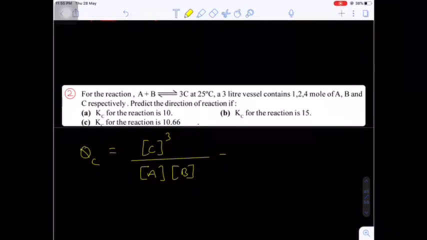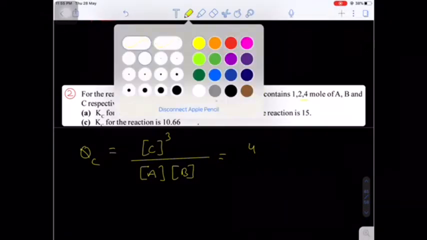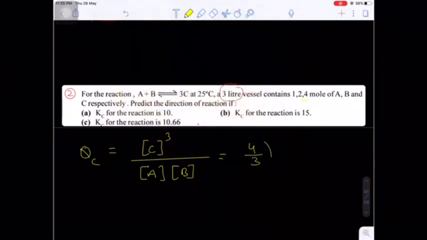Now what is the concentration of C given to you in the vessel? 4 moles. A 1 mole, B 2 mole, C 4 moles. So concentration of C is 4 moles. Remember, the volume of a vessel is very important. The volume of the container is 3 liters. We have to calculate per liter. So that's why I am writing here 4 by 3 whole cube.